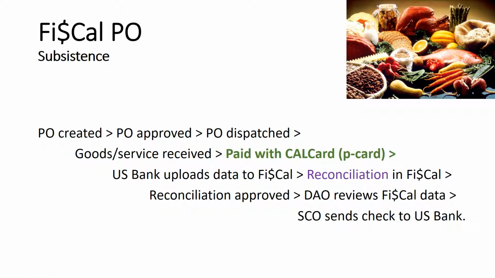So you need to buy subsistence. The best practice for using Fiscal, no matter what you're buying, is to make your purchase order, get it approved, and dispatch the purchase order before you make the purchase. You conclude your purchase later with the reconciliation process after US Bank loads your CalCard statement data into Fiscal. Your reconciliation is then approved, much the same way your purchase order was approved, and then DAO and SCO in Sacramento take care of paying the bank.